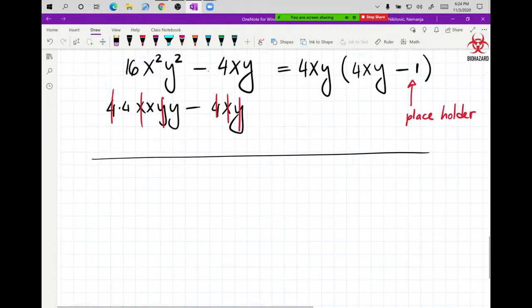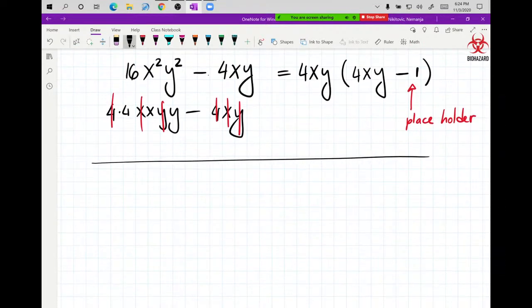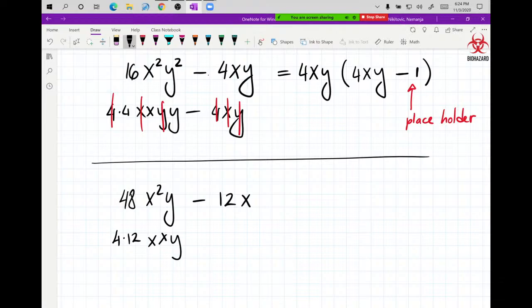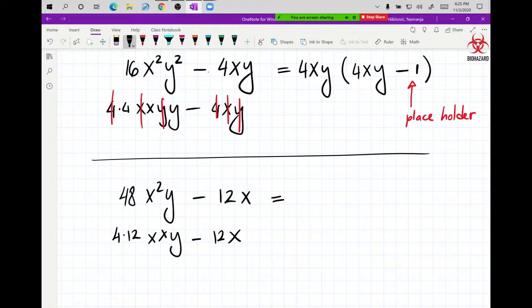So let's go with another example. We're going to go with 48 x squared y minus 12x. That's it, minus 12x. We have the same thing. 48 is 4 times 12, xx, a y, and then minus 12x. Do we all see that 12 is common?